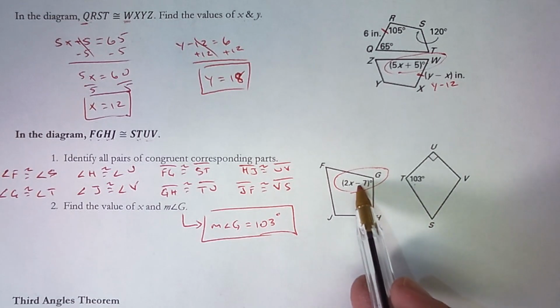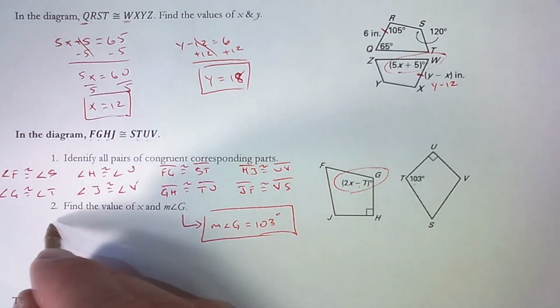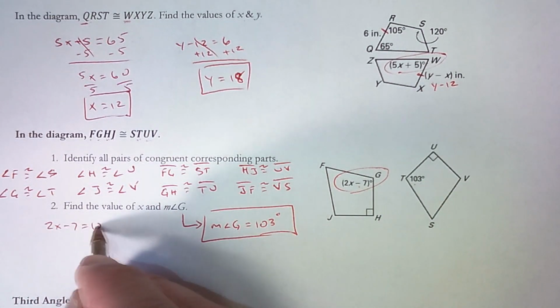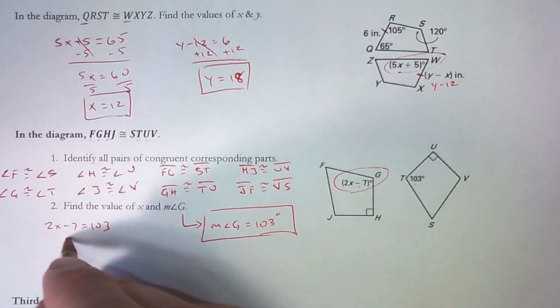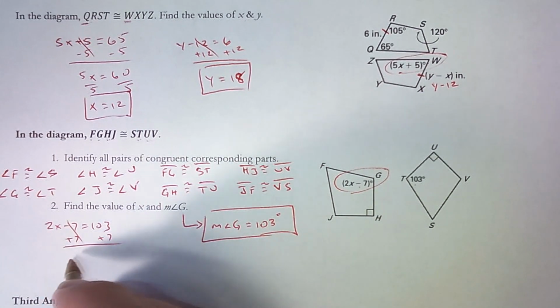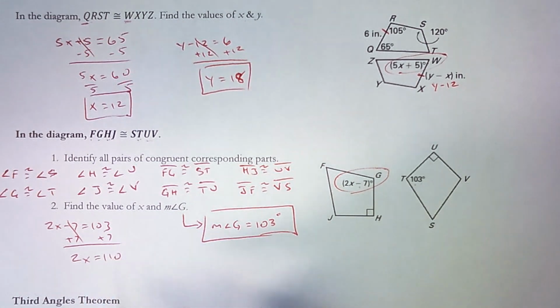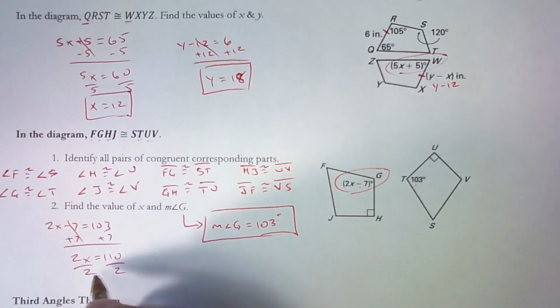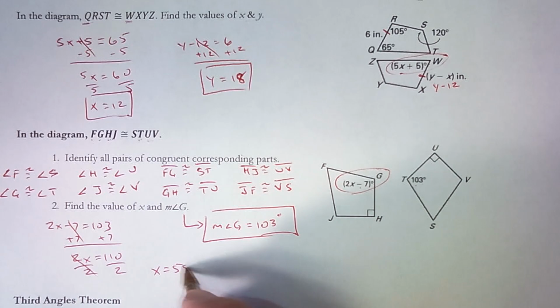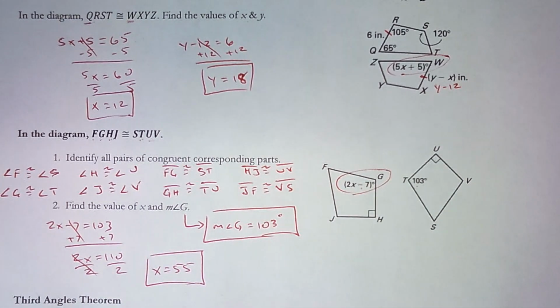To get X, I can set 2x minus 7 equal to 103. So I can add 7 and get 2x equals 110, and divide by 2 and get x is 55.